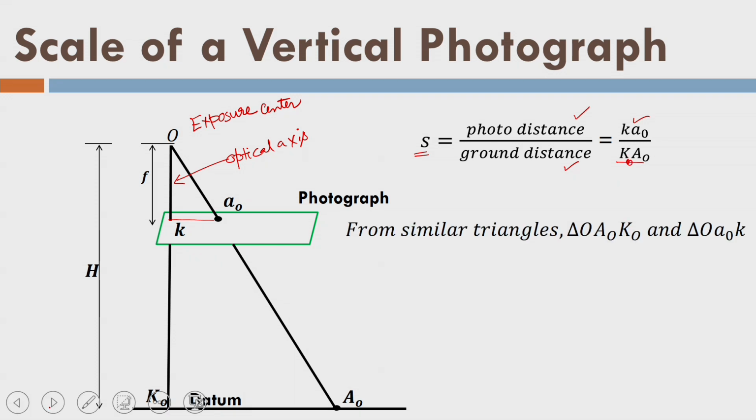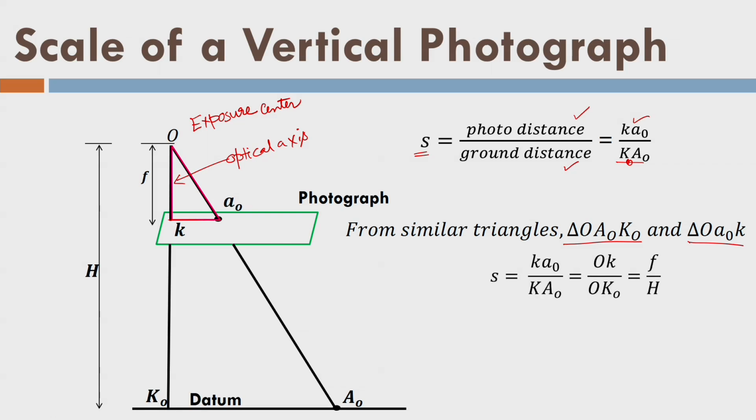So now let us develop some simple mathematics of similar triangles. First is this triangle and second is this triangle. Okay, so the bigger triangle is shown by blue color now, and the second one is the small triangle shown by the red color now, right. So what about the S? It is nothing but OK divided by OK0. Why? Because that is my OK distance here, which is equal to focal length, you can see here, and this is equal to the flying height H.